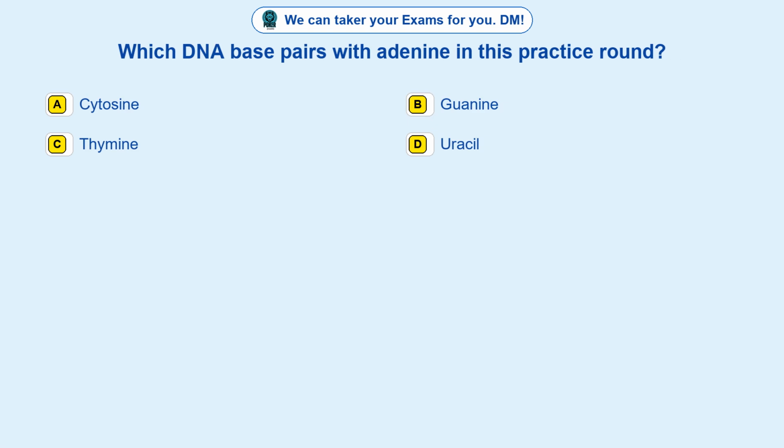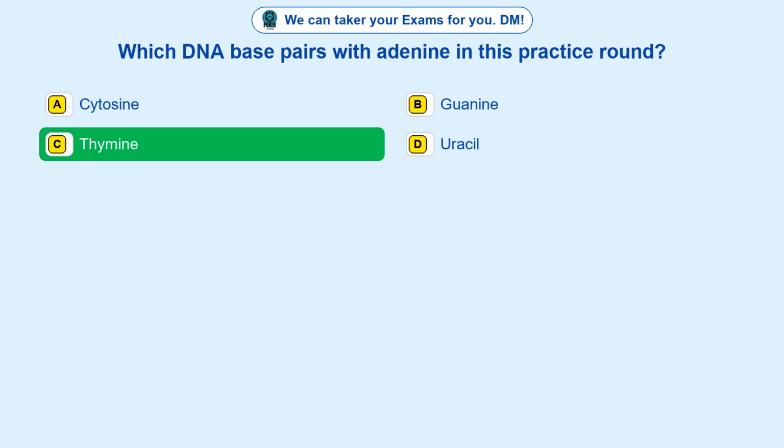Question 7. Which DNA base pairs with adenine in this practice round? Option A, cytosine. Option B, guanine. Option C, thymine. Option D, uracil. The correct answer is option C.